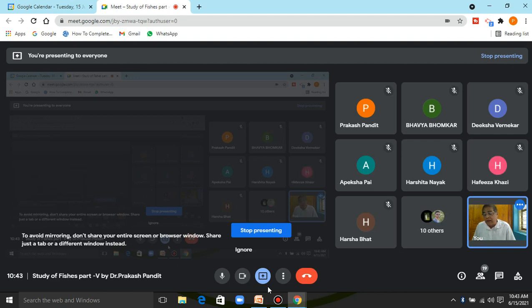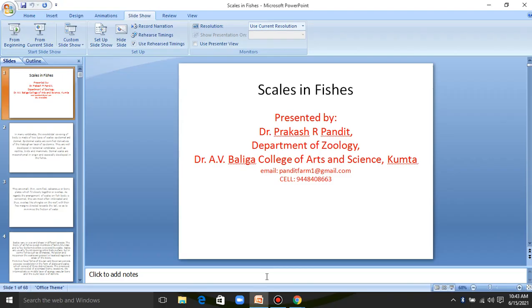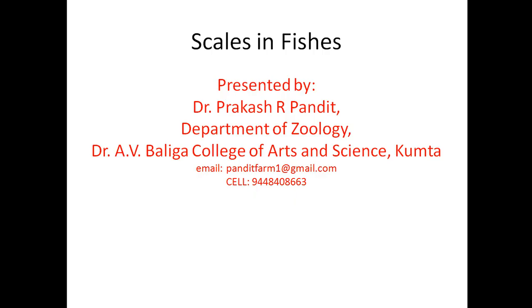There are two important general topics. One is the fish migration and types of scales and fins in case of the fishes. So these are the two important things. So today I would like to start with the scales in the fishes. I will take up the migration in the end. First let me complete the scales in fishes and then move on to the fins in fishes, and then lastly we will discuss the fish migration.